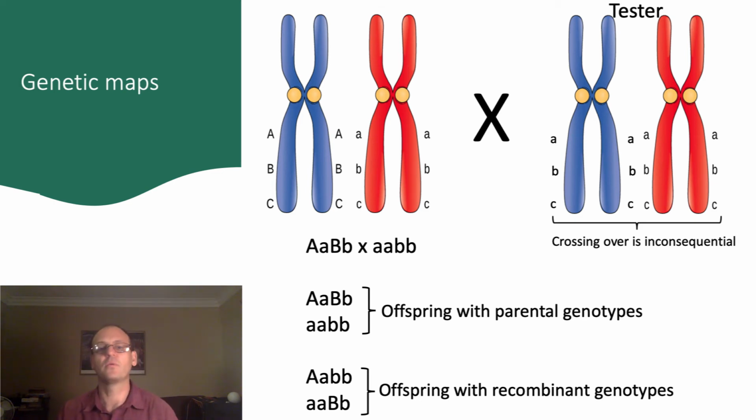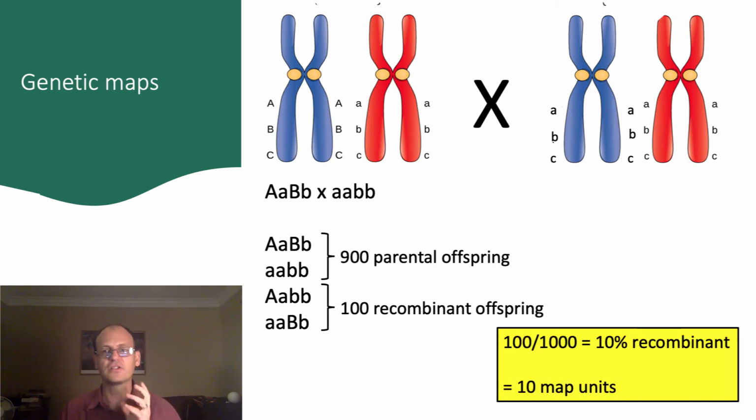Let's imagine that we do this experiment and we count a total of 1,000 offspring. We identify 900 of them as being parental types and 100 as being recombinant. We therefore say that the distance between these two genes is 10 map units. The number of map units is simply the percentage of recombinant types produced.